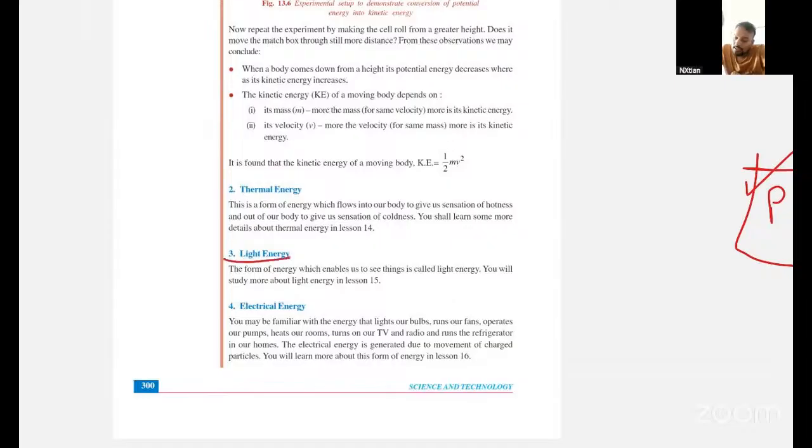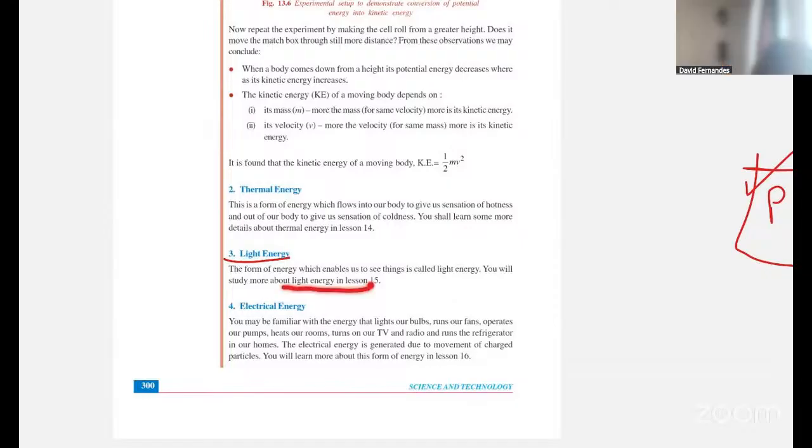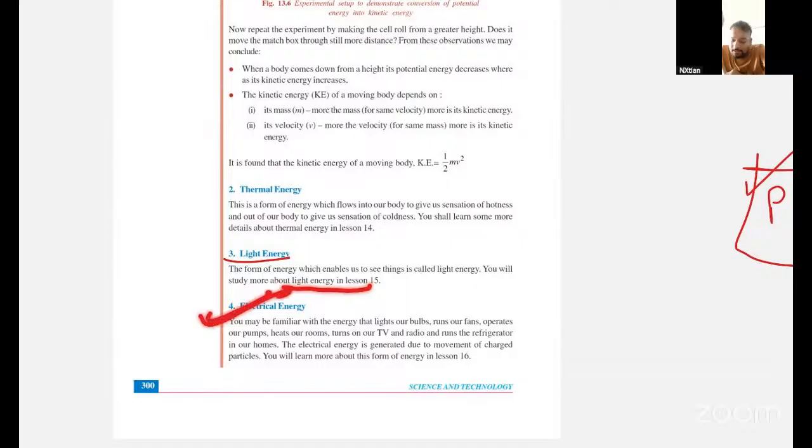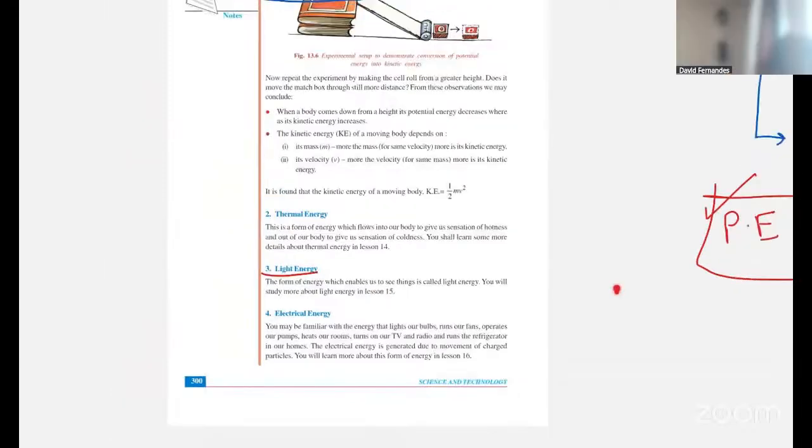Light energy. Light energy is the energy we learn with concave and convex, not with the new batch, but with the old batch. So this is all about light energy. Electrical energy, we all did electrical energy, in which the electrons move. Because of that electron movement, electrical energy means electricity flow.